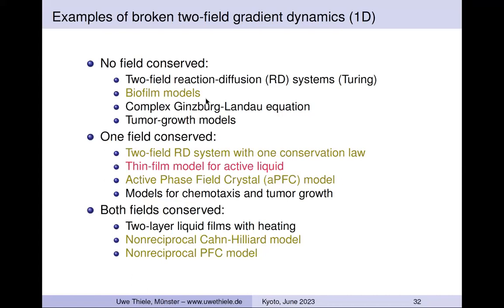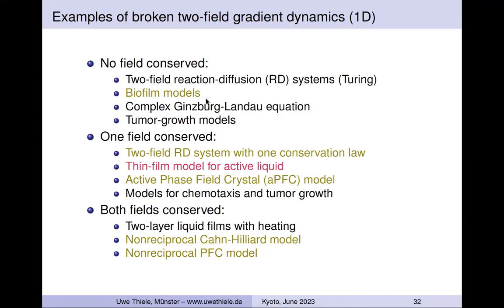Or the classical Turing systems. Biofilm models typically fall under this. Then also the complex Ginzburg-Landau equation would fall in there. So that means the Schrödinger equation is even in this. It is actually the opposite of the gradient dynamics, because it only has an antisymmetric mobility tensor matrix. And two more closed models.